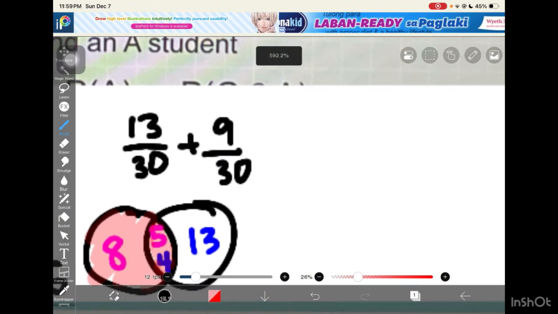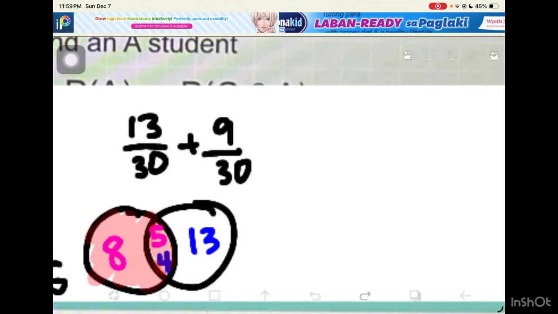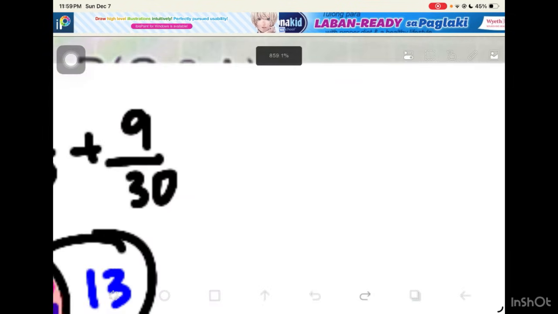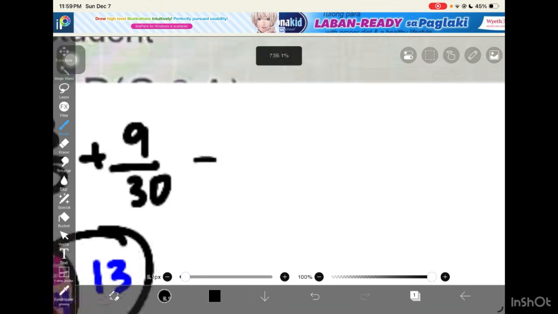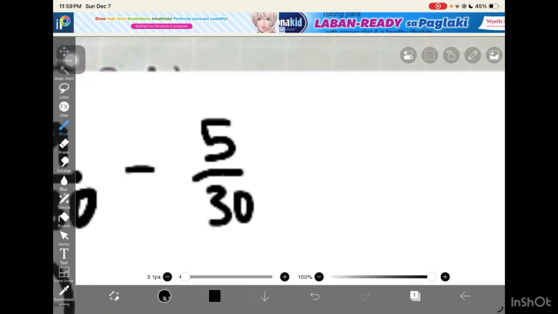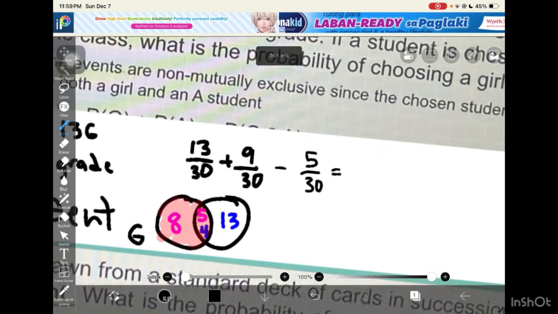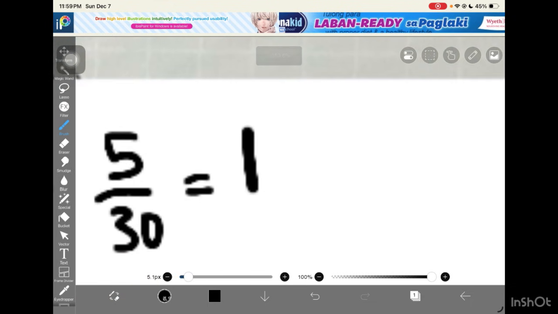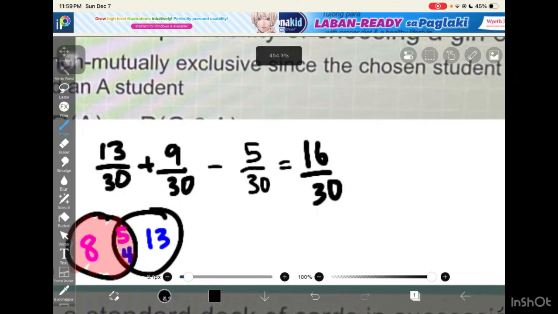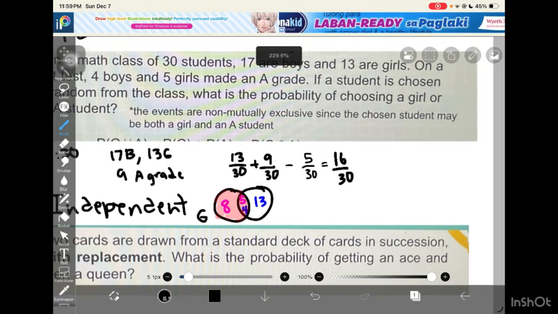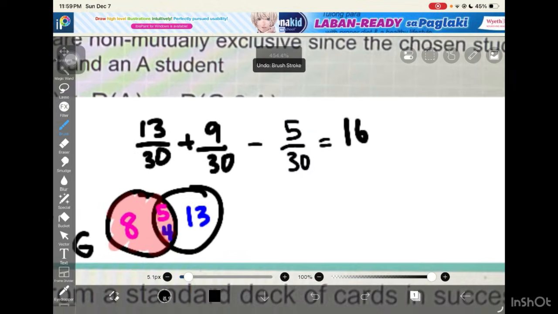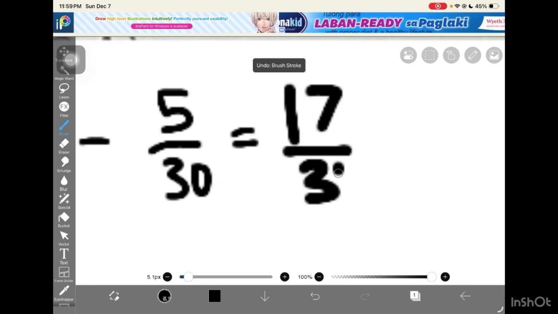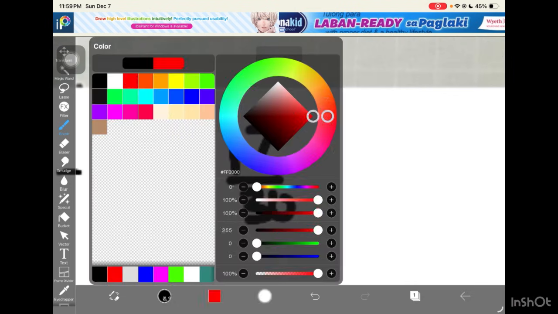So 8 plus 5, and that's why we do minus 5, because we might double count it. So we do minus 5 over 30 to get our final answer of, oh sorry, 17 out of 30. And that's our answer right there.